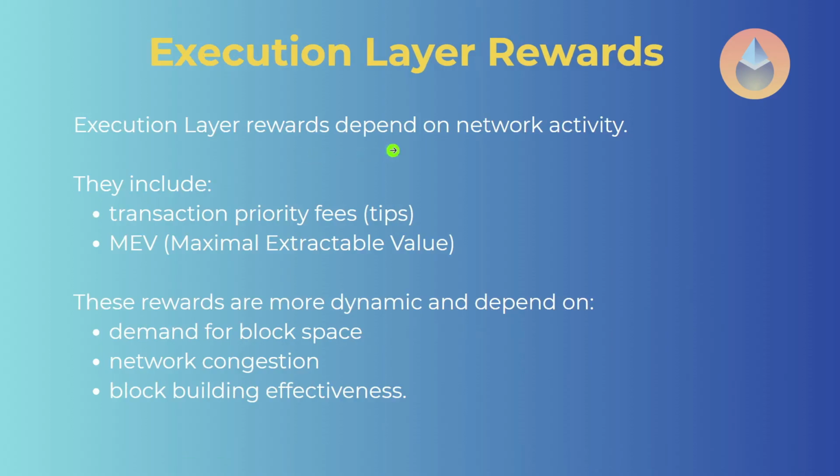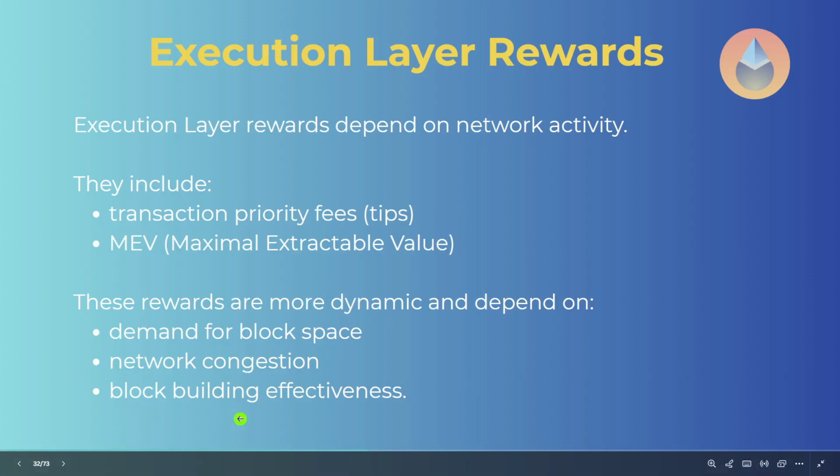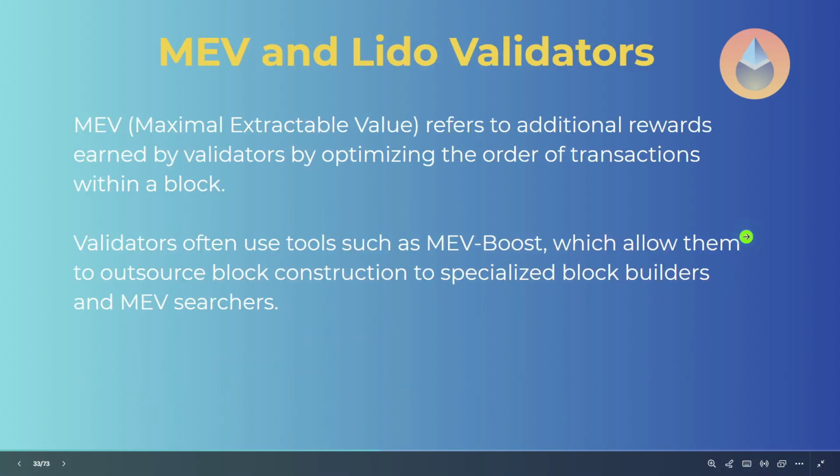Execution layer rewards, on the other hand, depend on network activity. They include transaction priority fees, so tips, and MEV, which stands for maximal extractable value. These rewards are more dynamic and depend on demand for block space, network congestion, and block building effectiveness.